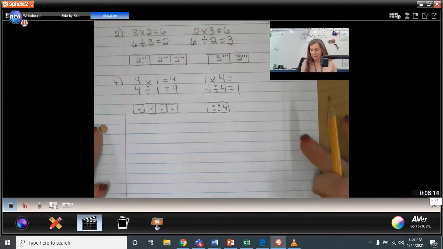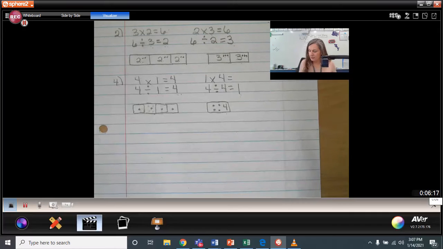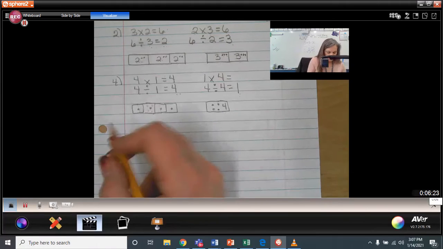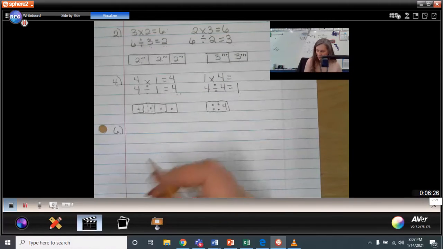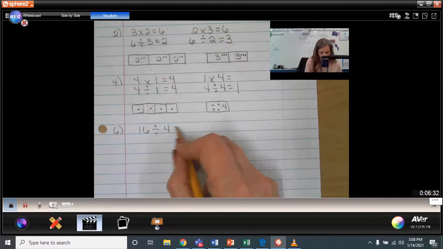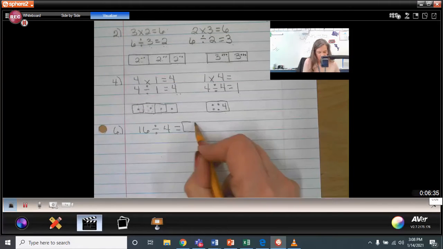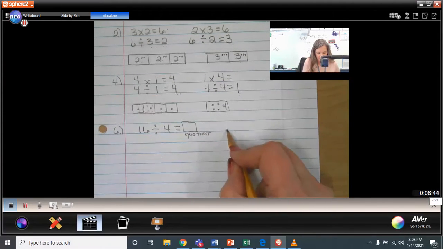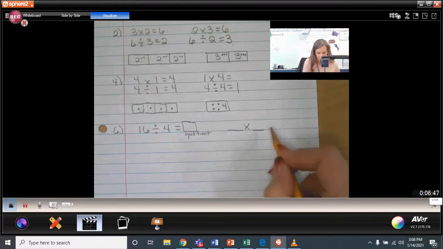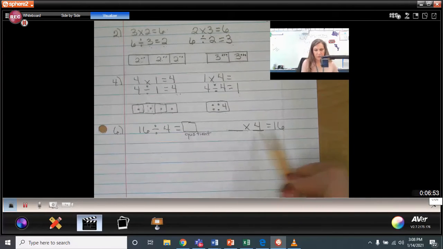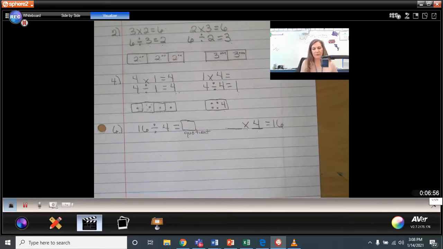Okay, so number 6, it says to find the quotient for number 6. So if I take 16 and put groups of 4 together, how many groups of 4 am I going to get? This is called my quotient. Which means I've got blank times 4 equals 16. Or I could put 4 times blank equals 16. Either way, it's still going to work out the same.